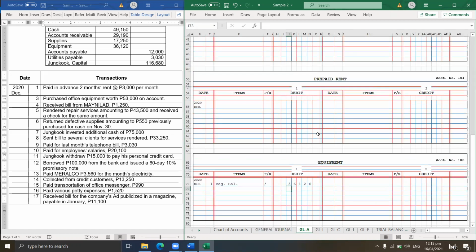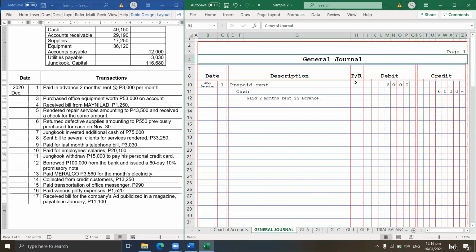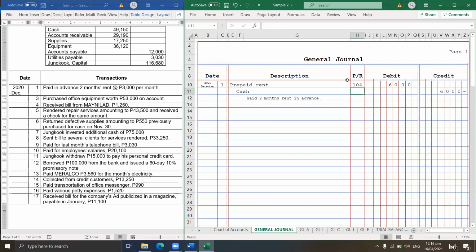First, look for the ledger of prepaid rent and post it in the debit side. That's an asset. So we have prepaid rent. That's December 1. We won't put anything in the items. Then our PR would be the page number, referring to page number 1, so we will have GJ page number 1, amounting to 6,000. After posting, we go back to the general journal to write our account number as posting reference. This is 104. So just type 104. We're done with the posting for the first part of the entry.